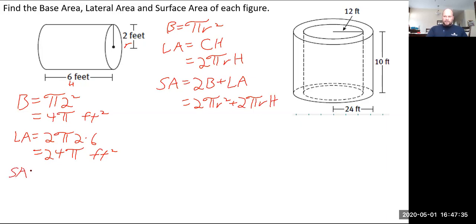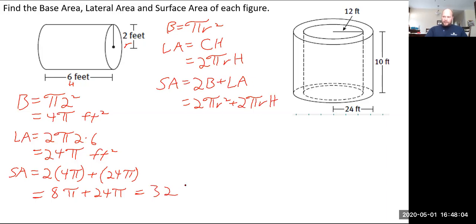Surface area equals 2 times the base area. So 2 times the base area we found is 4 pi. The lateral area we found is 24 pi. So we have our surface area. 2 times 4 is 8. So we have 8 pi plus 24 pi gives us a total of 32 pi feet squared. That's my final surface area.